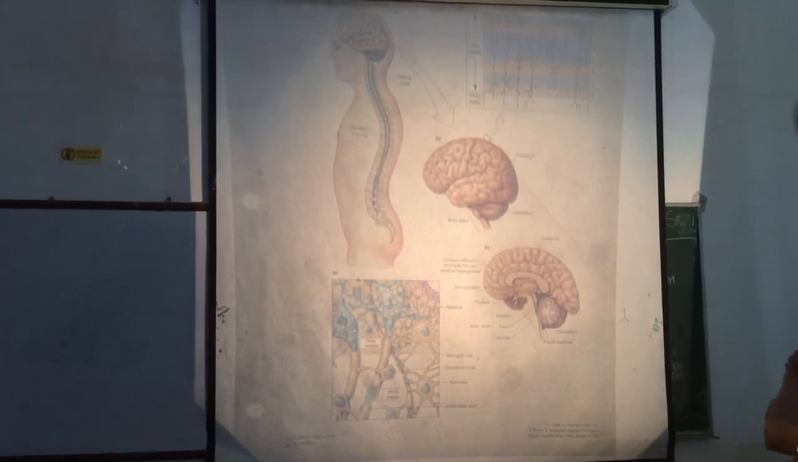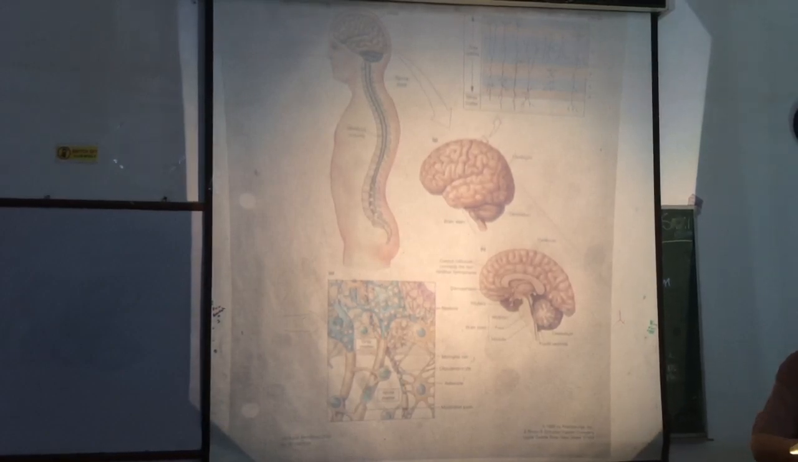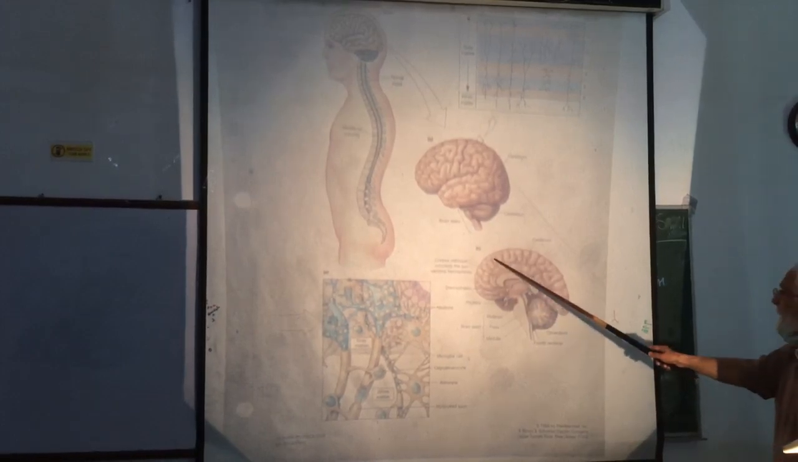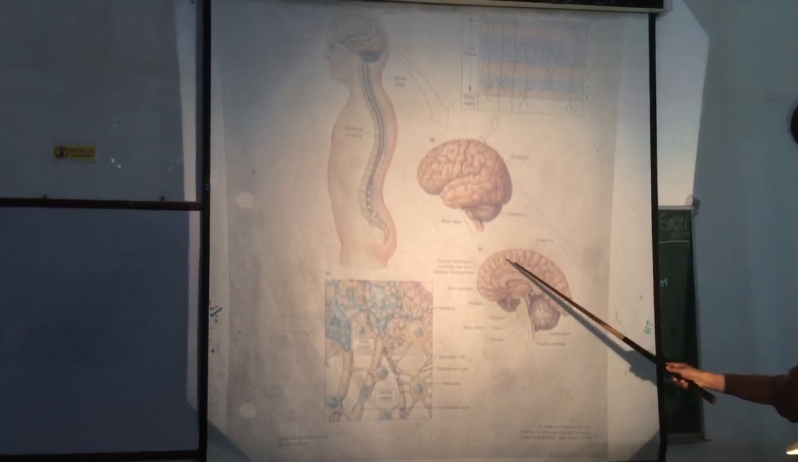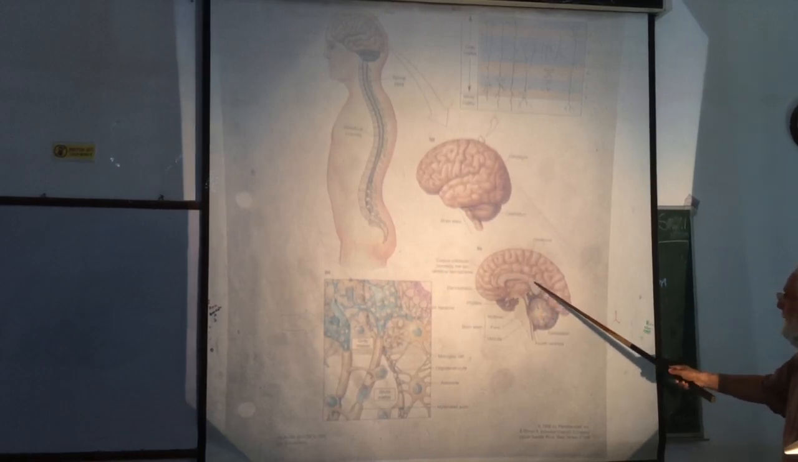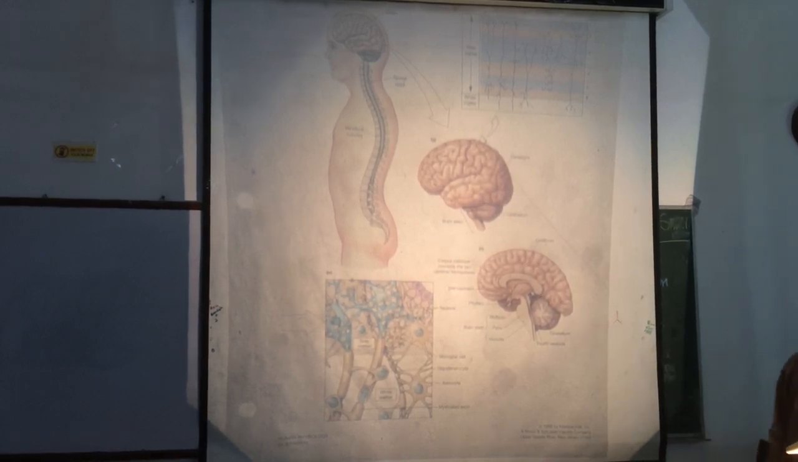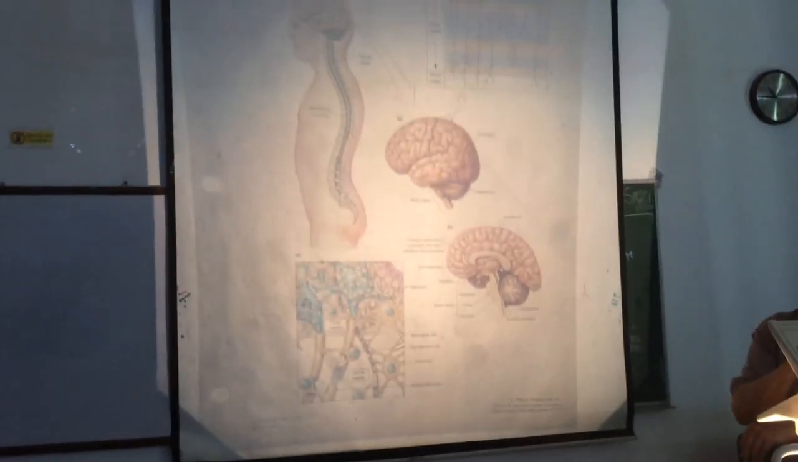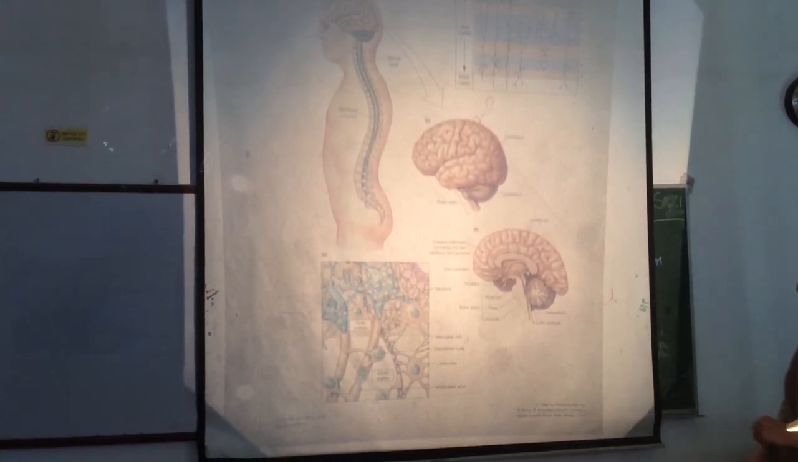Then we come to the cerebrum, or telencephalon. Cerebrum consists of two cerebral hemispheres connected together by a mass of white matter, the corpus callosum.